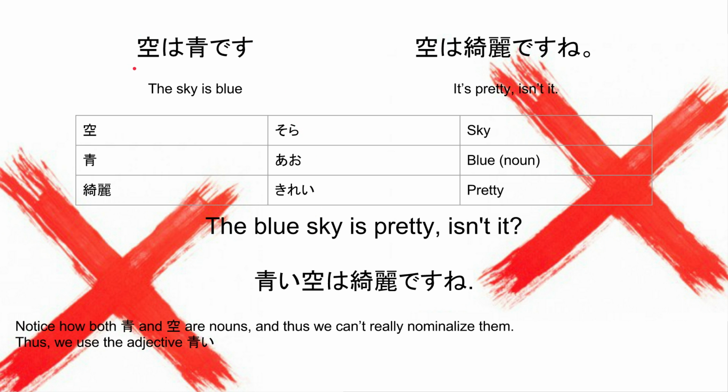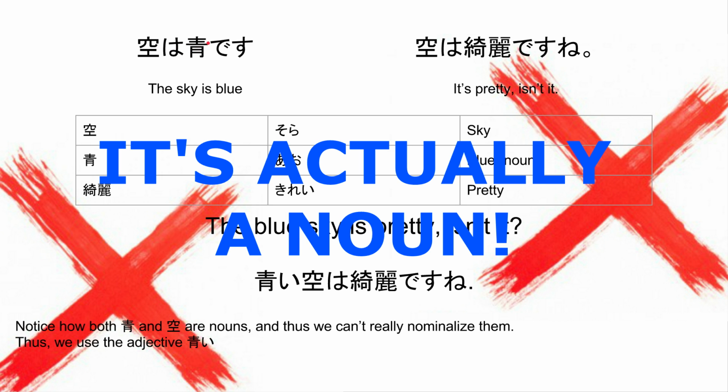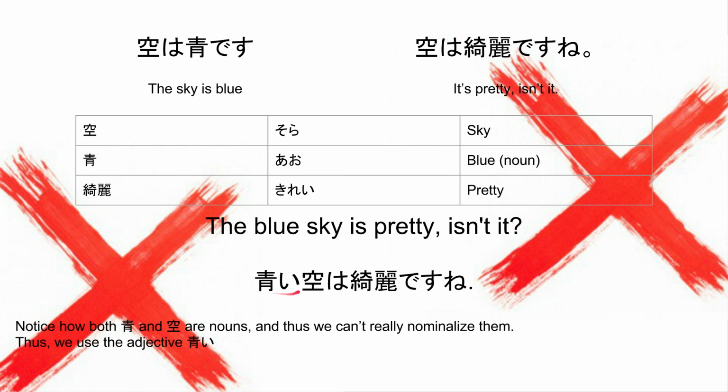We have sora, sky. Ao, this is blue, but notice how it's not aoi, it's a noun, it's ao. Desu, the sky is blue. Sora wa kirei desu ne. The sky is pretty, isn't it? Okay, so sora, noun, blue, noun. We can't really nominalize this. So if we want to say the blue sky is pretty, isn't it? If we want to combine these two together, we just say aoi sora. That's how adjectives work. So ao is a noun, but let's adjectify it, and we get aoi sora wa kirei desu ne.